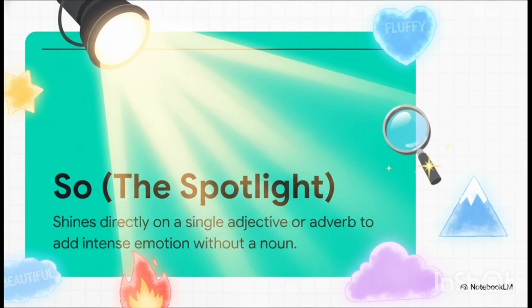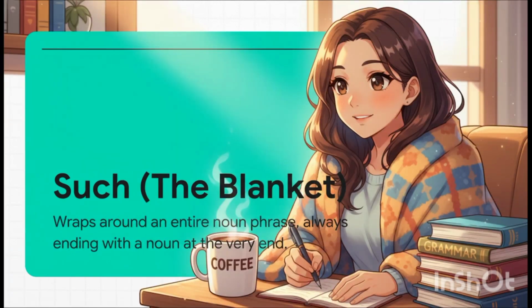You just stop right at the adjective. Now, flip that around for such. Such acts like a blanket. It pairs with a whole noun phrase. So when Tom mentioned he had such a great cup of coffee, the word such is this cozy blanket wrapping around the entire phrase, the adjective great, pulling everything together until it hits the noun coffee. There's literally always a noun at the end of the blanket.